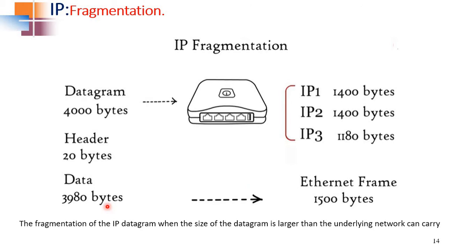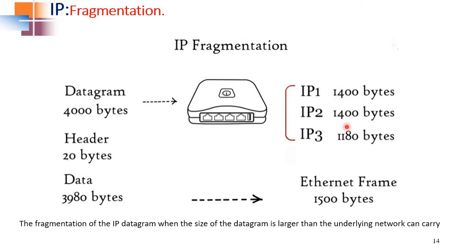Now we know that the Ethernet frame can occupy a maximum of only 1500 bytes. But the actual size is around 3980. So we are going to divide these 3980 bytes into 3 segments, because in each of these segments we can have a maximum of 1500. We divide this into 1400, 1400 and 1180.